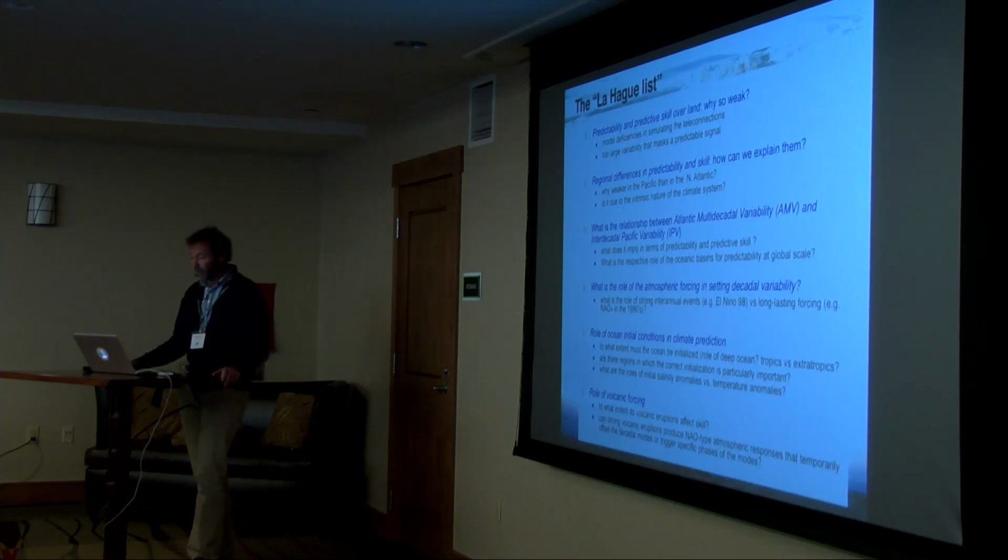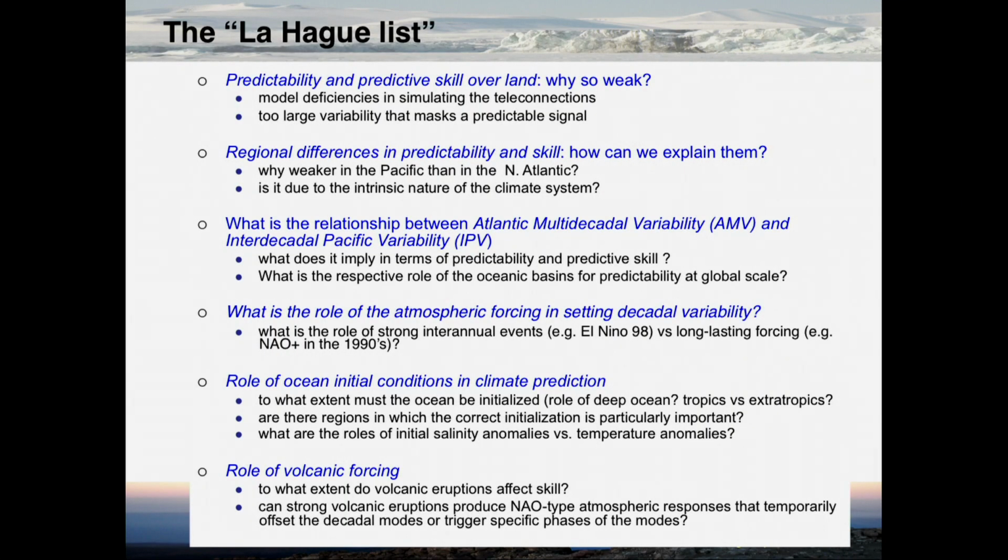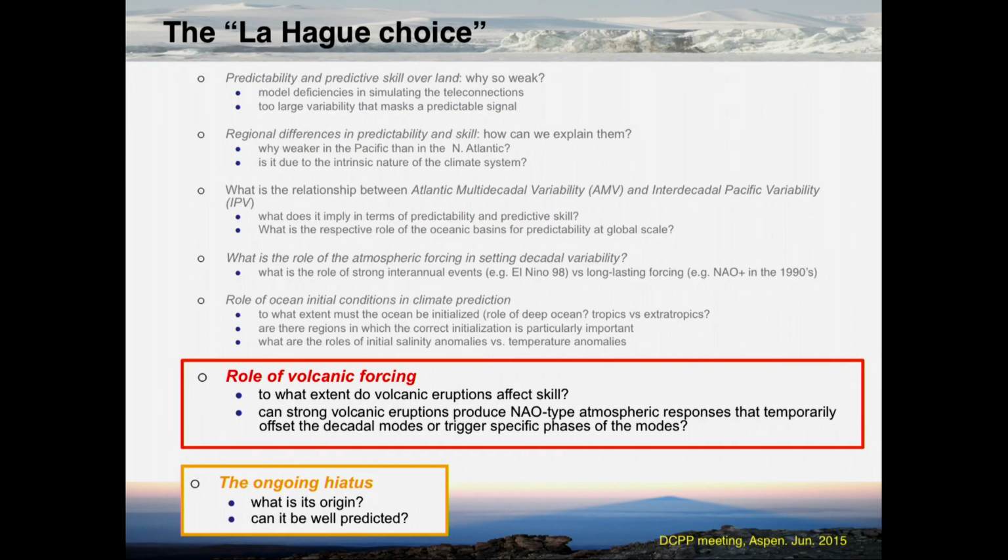How are they connected? What is the role of the forcing in setting decadal variability? What is the interaction between this natural variability, natural modes of variability, and the forcing? And obviously, what is the role of the ocean initial condition in climate prediction? And also, the last subject, which is extremely important for decadal forecasts, is the role of volcanic forcing. So we listed these items at the Hague meeting, and we selected two items for this component C experiment: the role of the volcanic forcing, and Leon is going to talk about it a little bit just after me, and the ongoing hiatus.